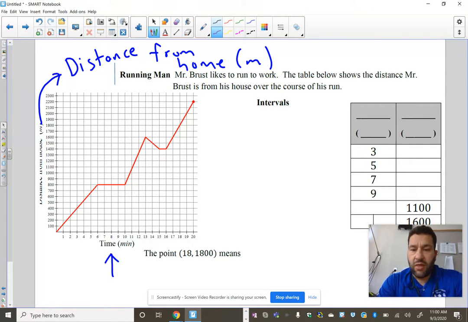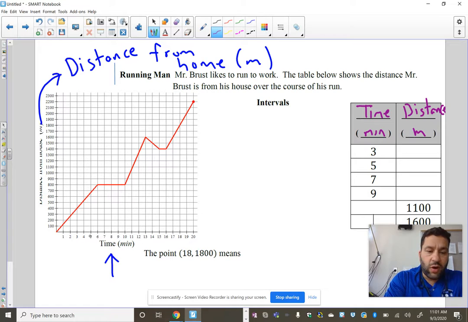We can determine that our independent variable is time in minutes. Our dependent is distance from home, and that would be in meters. And then we can fill in the table. What the table is asking us is that at 3 minutes, how far away is he from his house? So we go over to our graph, we go over to where 3 is, and we look for the y value. So we can see that he is 400 meters from home after 3 minutes.